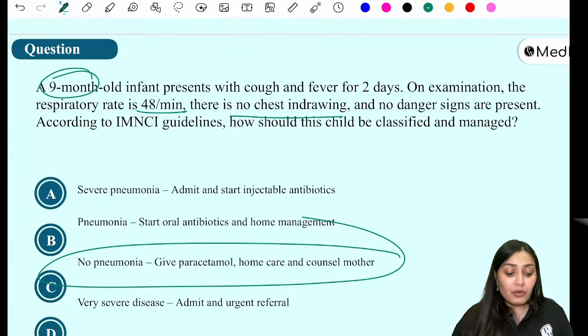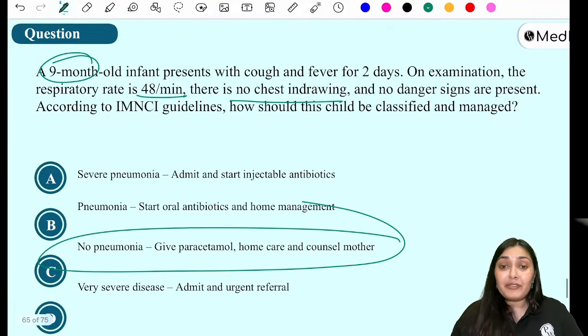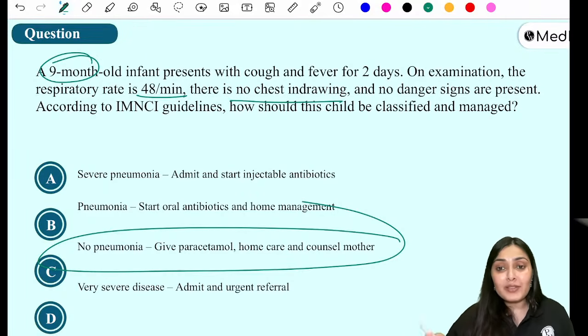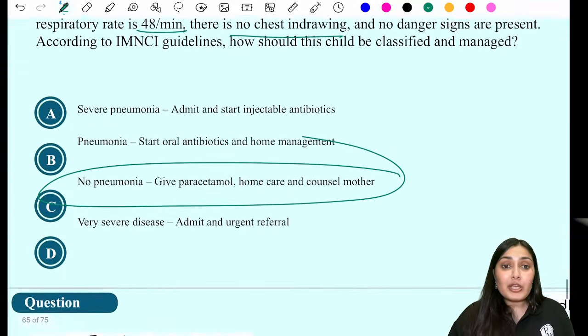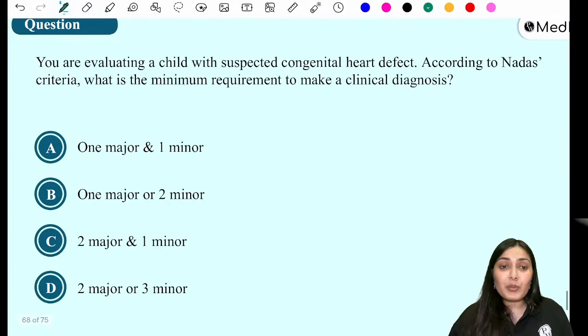So most of you have given the correct answer. Yes, majority of the previous year questions are covered over here. Definitely, I cannot go on and dissect each and every topic, but broadly, what all topics that INI people usually test, I have tried to include that. So with that, IMNCI guidelines have been covered. Now let's move to the next question.